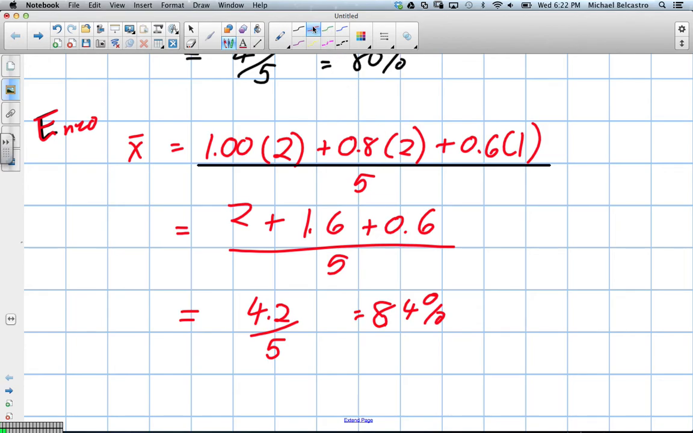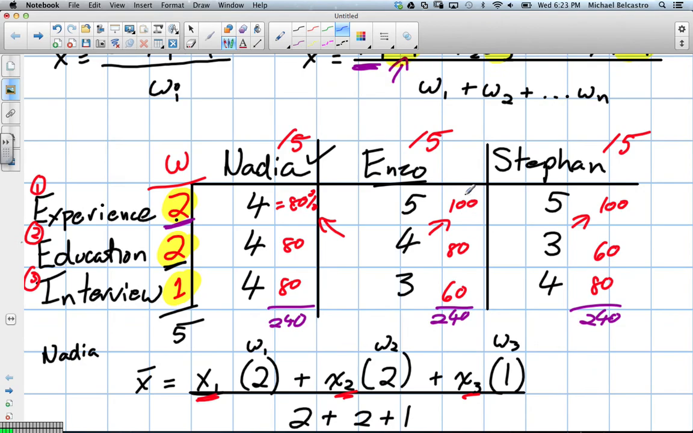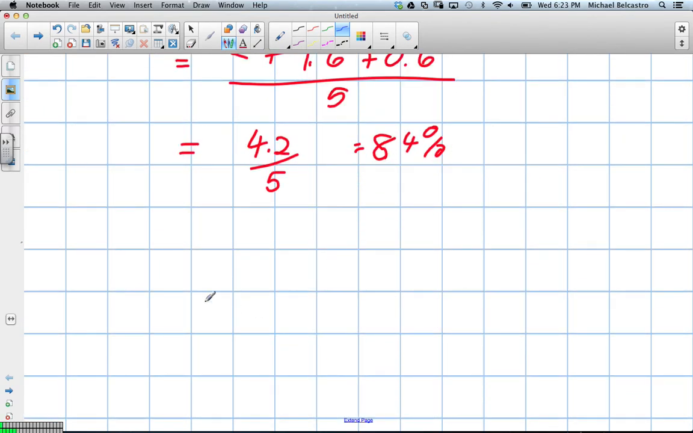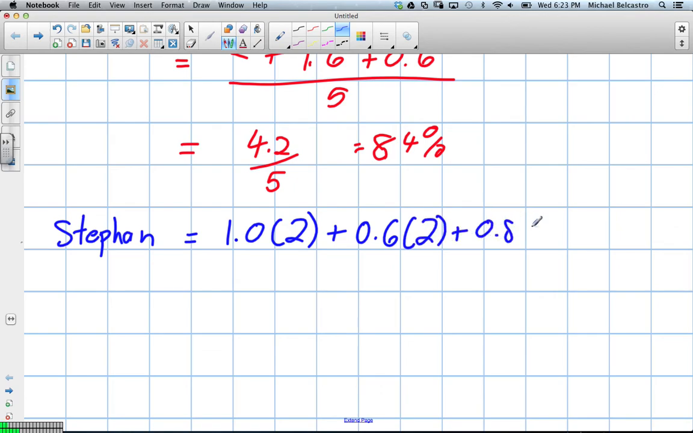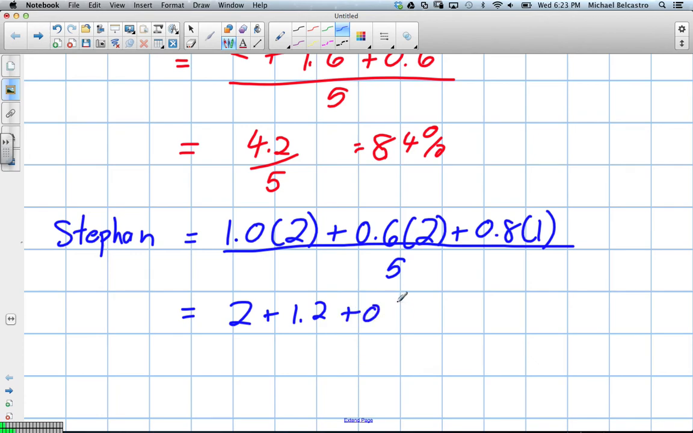Okay? And then finally, our last person, which was Stefan. Okay. He had 100 as his first score, so 1.0 times a weighting of 2. His second score was actually a 60 times 2. And his last score was the 80 times 1. All of it again divided by 5. These values will be 2 plus 1.2 plus 0.8 divided by 5. They're going to actually end up at a 4 out of 5. So with their weighted average, they also got an 80.